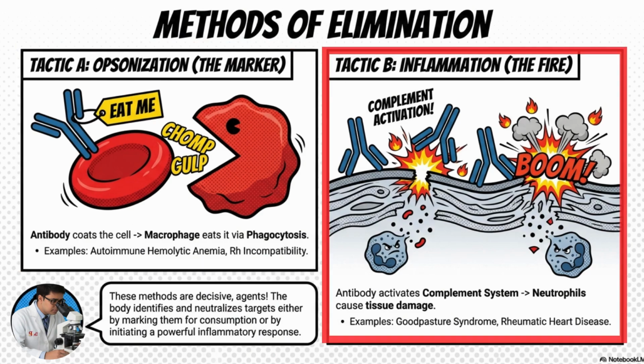Tactic B, inflammation or the fire. The antibody activates the complement system. This calls in neutrophils, which cause tissue damage. Examples are Goodpasture syndrome and rheumatic heart disease.